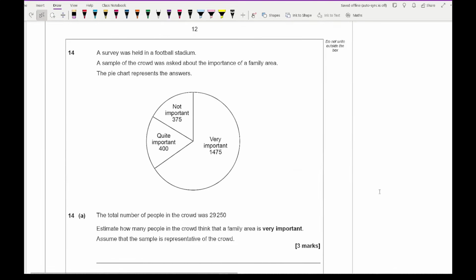Moving on to question 14, it says that a survey was held in a football stadium. A sample of the crowd was asked about the importance of a family area. The pie chart represents the answers, and the question is telling us the total number of people in the crowd was 29,250. Estimate how many people in the crowd think that the family area is very important. Assume that the sample is representative of the crowd.